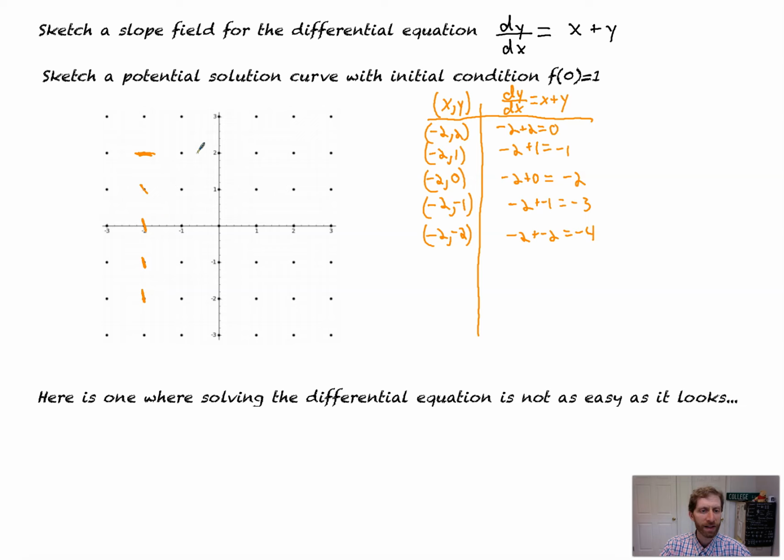Okay, next, let's go to -1, 2. So -1, 2. We go to that. When we add -1 plus 2, we get +1. Interesting. All right, so now we've got a positive slope of 1. And then we're going to go to -1, 1. Just kind of dropping along vertical lines. I like to stay organized. -1, 1. -1 plus 1 is 0. So that's going to be a slope of 0 right along there. And then -1, 0. So -1, 0 is -1 plus 0 is -1. And so that's going to be a slope of -1.